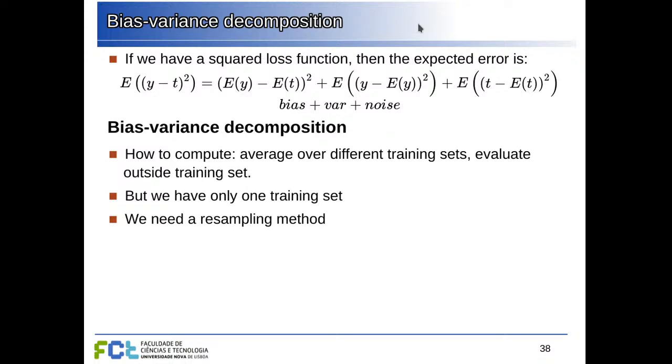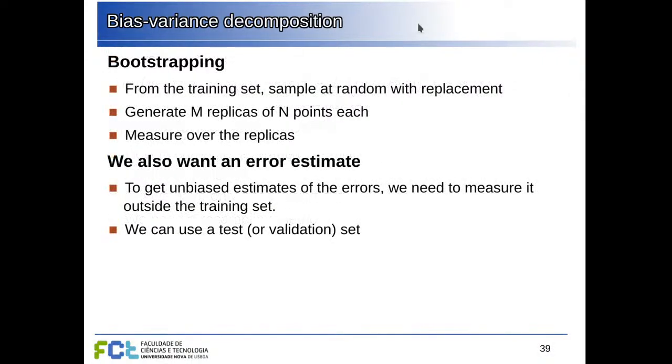Since we only have one training set and we cannot reasonably expect to obtain data at will, we need to use a resampling method. So this is where bootstrapping comes into play. We're going to also use bootstrapping for other things, as we'll see in the next lecture. But the idea here is that we have one training set, one set of n examples, n points, and we're going to generate replicas of that set by choosing points at random.